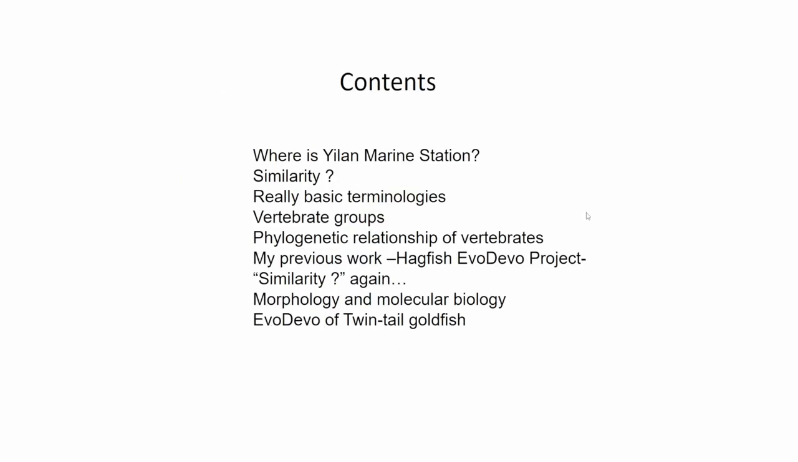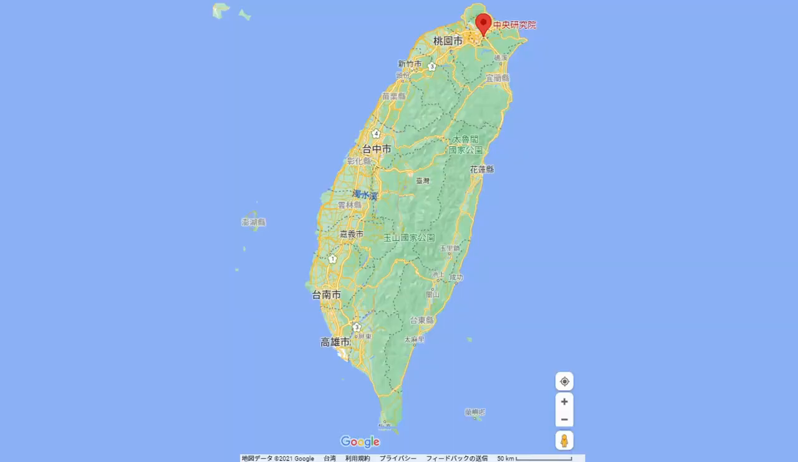Okay, so today's content: firstly I will explain about the Yilan marine station, and secondly I will talk about what similarity is. I will explain similarity and the really basic terminologies, and vertebrate groups and their relationships. This is the first part, and then we have a rest. Later I will explain my previous work, and through it we will confirm how to compare the vertebrate body. I will talk about the relationship between morphology and molecular biology, and I will check the time, and if time is enough, I will explain the evo-devo of the twin-tailed goldfish. This is my current project in my lab.